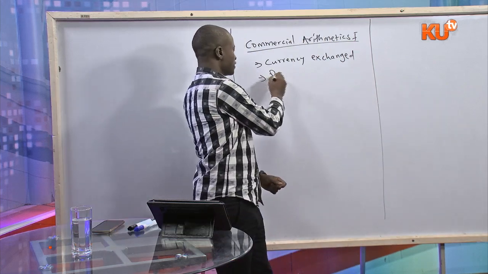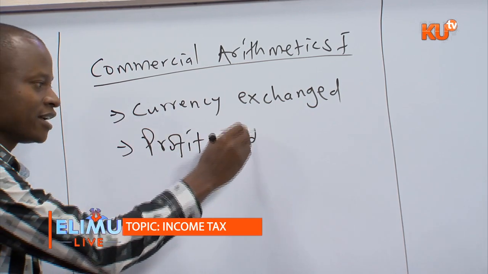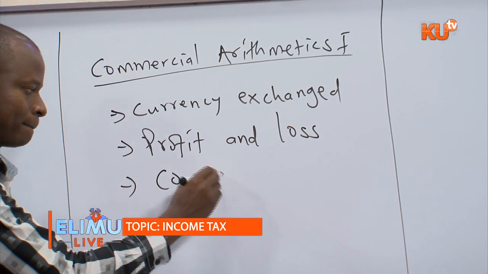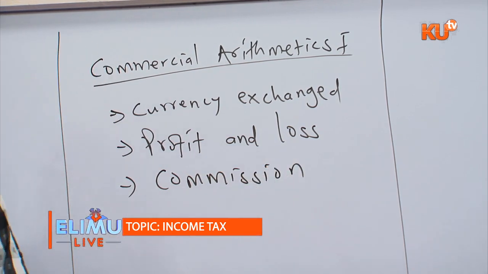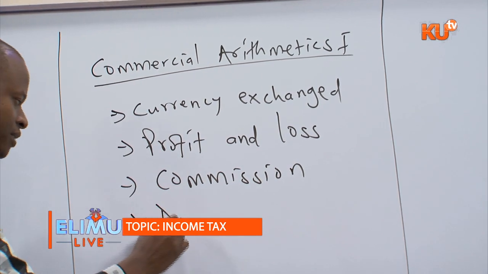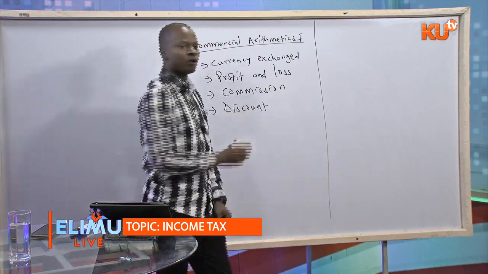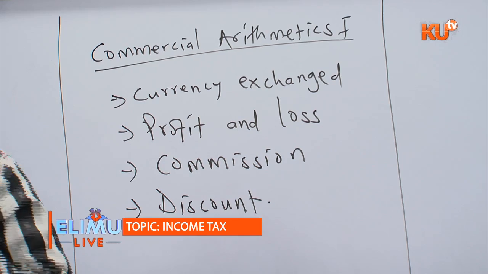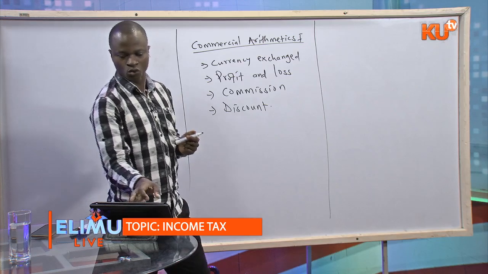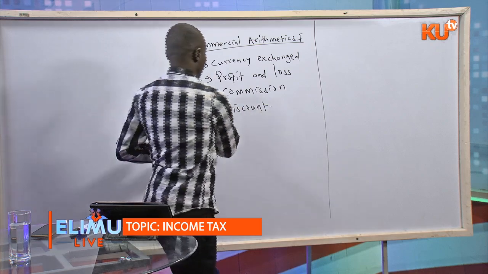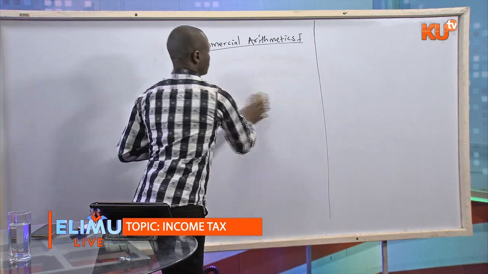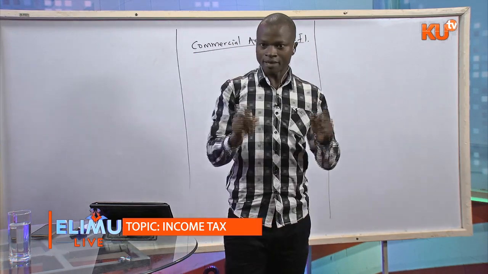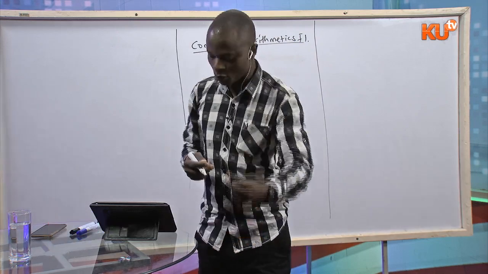You also looked at profit and loss. Then you also looked at commission. Then you looked at discount. So these were covered in Form 1. Then in Form 3, we have Commercial Arithmetics 2. So what does Commercial Arithmetics 2 cover? Now in this topic, the subtopics under Commercial Arithmetics 2 include 1.